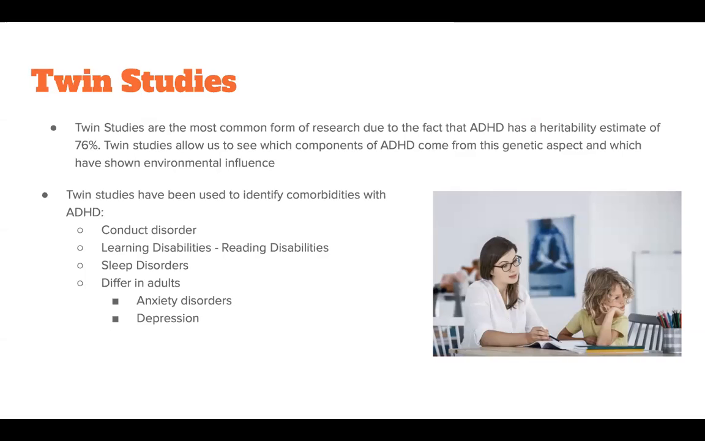Twin studies are the most common form of ADHD research, as ADHD is shown to be very heritable. This research method, as stated in earlier classes, allows us to look at how much of a role genetics plays versus how much of a role environmental factors play. Twin studies have been incredibly crucial for identifying comorbidities that occur with ADHD. Occurring in conjunction with ADHD, these comorbidities include conduct disorder, learning disabilities, and sleep disorder.